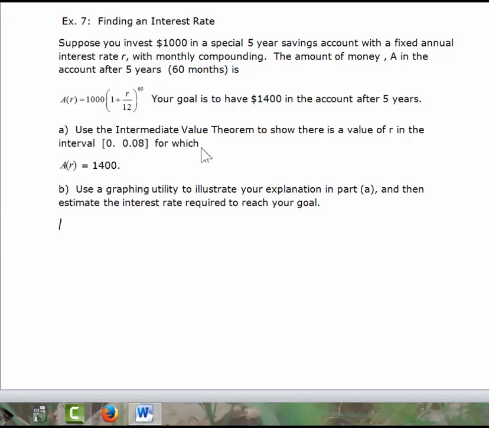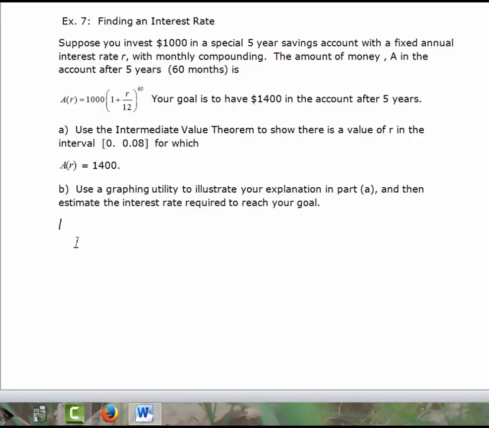And we need to use the intermediate value theorem to show there is a value of R in the interval from 0 to 0.08, for which A of R equals $1,400. Alright, so what does that mean? I want to find out that if I take $1,000 and invest it for 5 years, is there an interest rate that will allow me to basically make $400 in that 5 years, or grow my money from 1,000 to 1,400. So I do know that this is an exponential function, and exponential functions are continuous. We need to know that the intermediate value theorem applies.